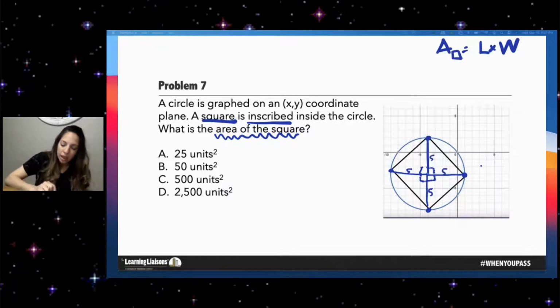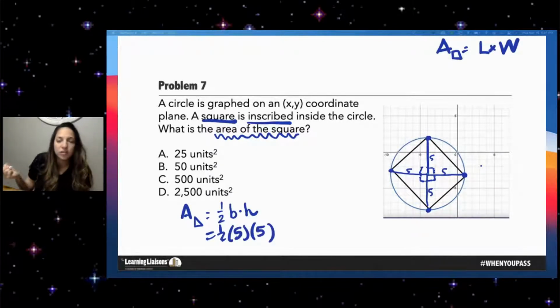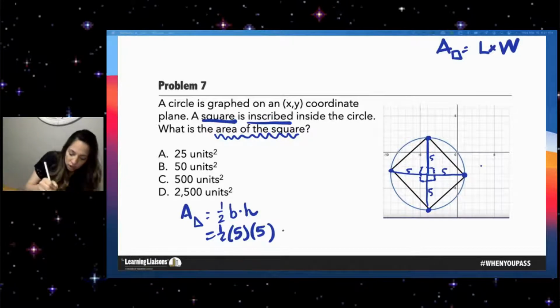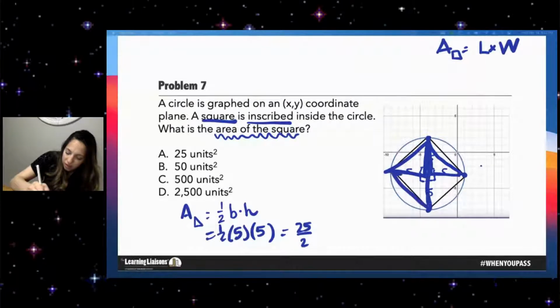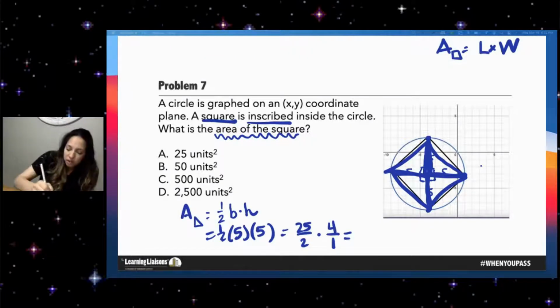Let's do that. Area of a triangle equals 1/2 base times height. 1/2 times 5 times 5. Well, what is 5 times 5? 25. So it's 25 divided by 2. Then this is 25 divided by 2, and this is 25 divided by 2, and so is this, because they're all the same. So I can do 25 divided by 2 times 4, and when I multiply fractions, I can just multiply the tops and the bottoms. So 25 times 4 is 100, divided by 2 is 50.